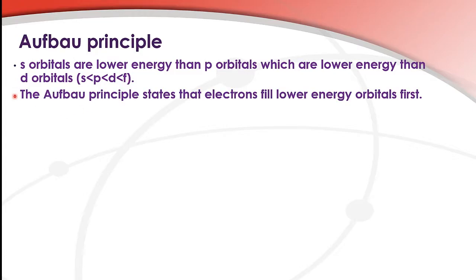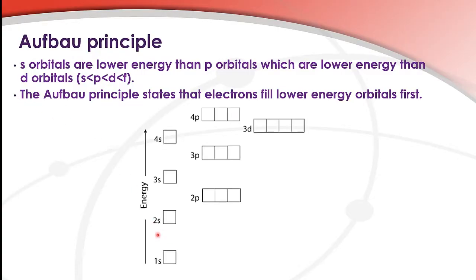The Aufbau principle states that electrons fill lower energy orbitals first. So here we have increasing energy. The electrons are going to fill the 1s orbital first. When the 1s orbital is full, 2 electrons, then they'll start filling the 2s orbital. Then when the 2s orbital is full, they'll start filling the 2p. And then when the 2p is full, they'll start filling the 3s and then the 3p.